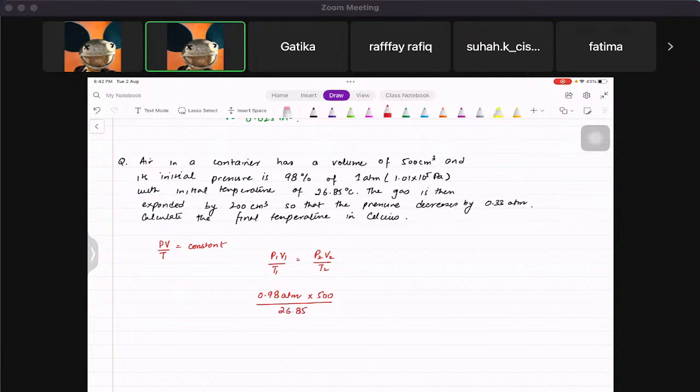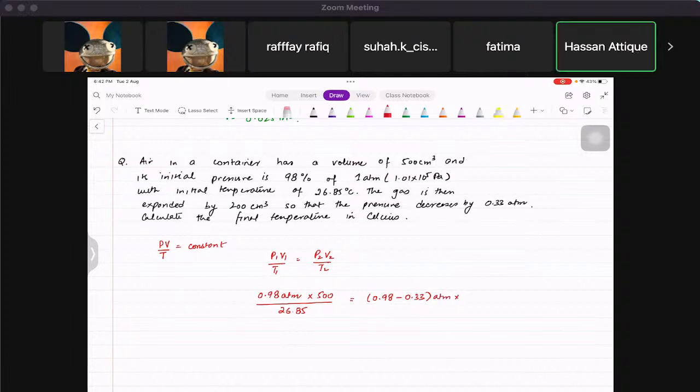And then it says it decreases by 0.3. So before it was 0.98. So when it decreases by this, we have to subtract this, right? This would be atm. And now the volume increases by 200, which means 500 was the original volume and now it increases by 200, divided by the temperature T2. If you do this, the temperature is going to be 5.42 degrees Celsius. Is it clear, everybody?